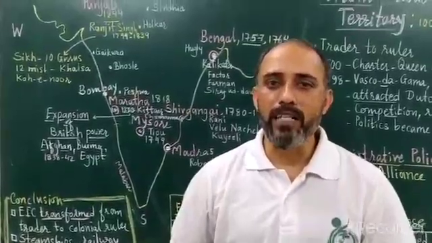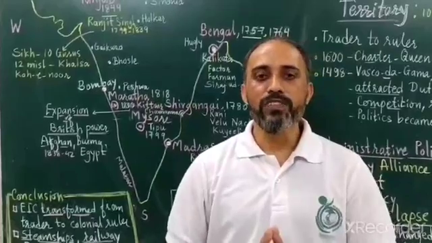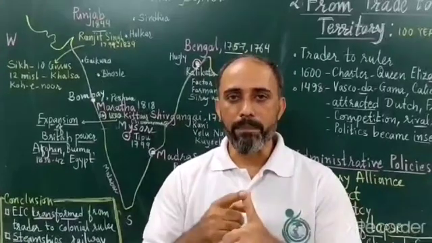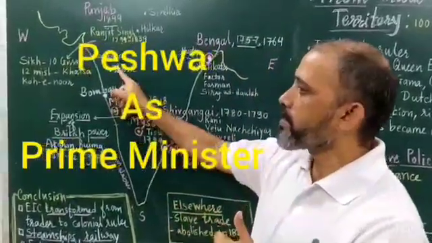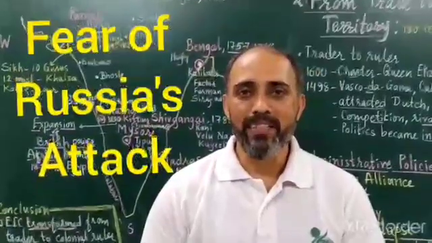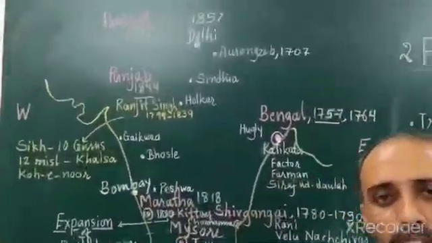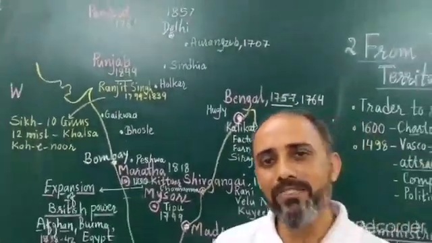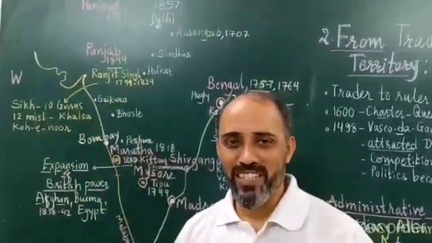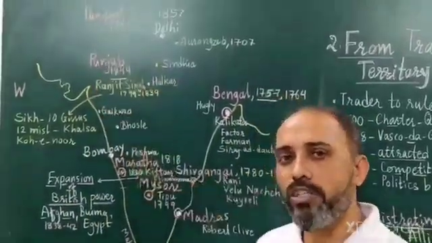But one thing we should know about the Marathas: they were ruled through a confederacy. Confederacy means states or provinces. There were 5 chief families: the Peshwas, the Bhosles, the Gaikwad, the Holkar and the Sindhiyas. They concentrated on the northwest frontier of India. Why the northwest frontier? Because they had a fear of Russia attacking and entering the Asian side. So that's why they wanted to have their stronghold on the frontier.